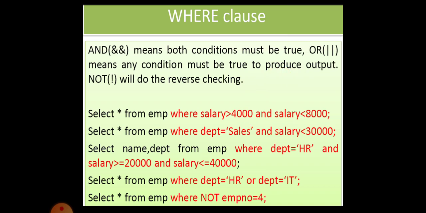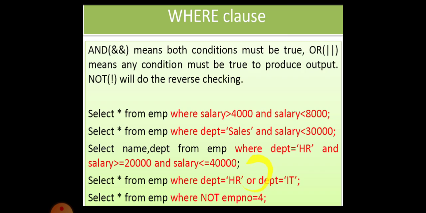Then look at the next example. Department must be HR and salary must be greater than 20,000 and lesser than or equal to 40,000. Here all the conditions must be true, then only we will get any output. Department must be HR, with the salary within the range of 19,999 and 39,999. Then only we will get the specified or the desired output.